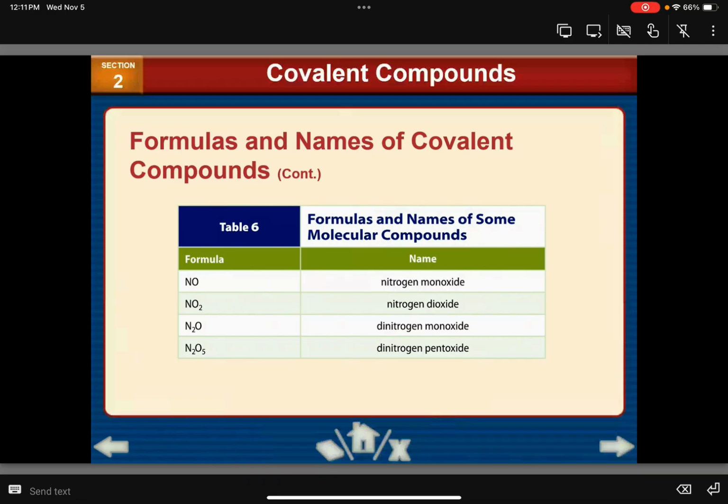Okay, so looking at this, we have 1 nitrogen and 1 oxygen. When we look at table 5, we look at our prefixes. What should the name of our compound be? The prefix for 1 is mono. Mono means 1, okay? And so we have 1 nitrogen, 1 oxygen. Why do we not have that here?